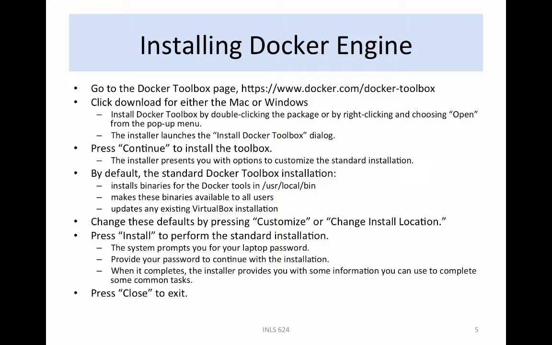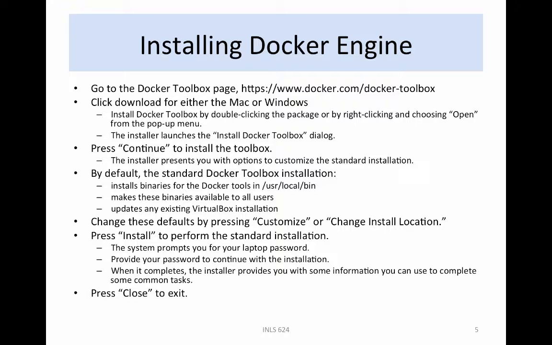Install Docker Toolbox by double-clicking the package or by right-clicking and choosing Open from the pop-up menu. The installer launches the Install Docker Toolbox dialog. Press Continue to install the toolbox. The installer presents you with options to customize the standard installation. By default, the standard Docker Toolbox installation installs binaries for the Docker tools in /usr/local/bin, makes these binaries available to all users, and updates any existing VirtualBox installation.